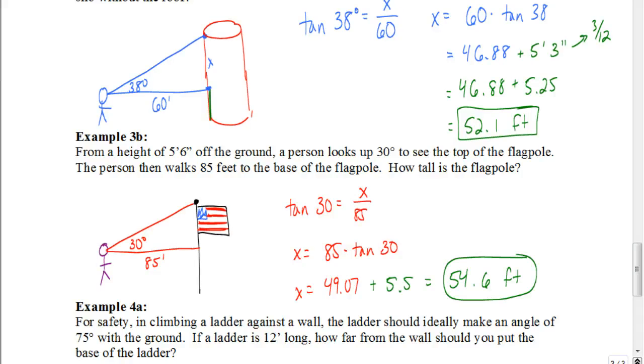Okay, you should have gotten 54.6 feet as your answer, because if you can see from your diagram, we're trying to find the height of the flagpole from our line of sight up to the top of that flagpole, and then we're going to add to that our height, which is 5 feet 6 inches. So you end up getting 49.07, but then, like I said, you have to add 5 feet 6 inches, which is the same as 5.5 feet, to get approximately 54.6 feet as the height of our flagpole.